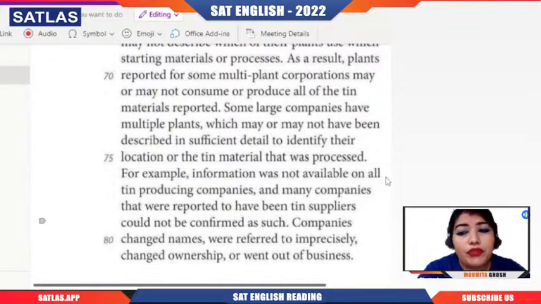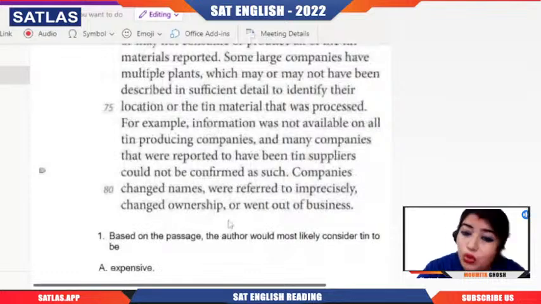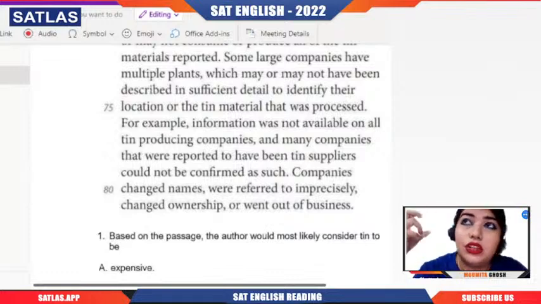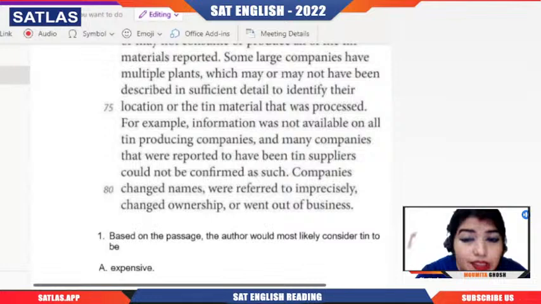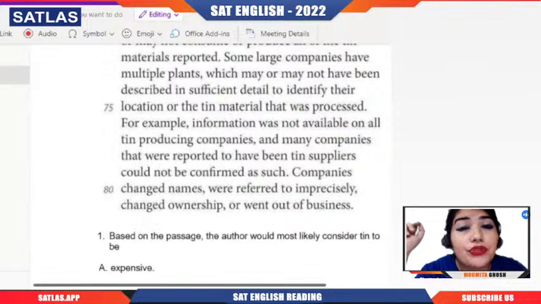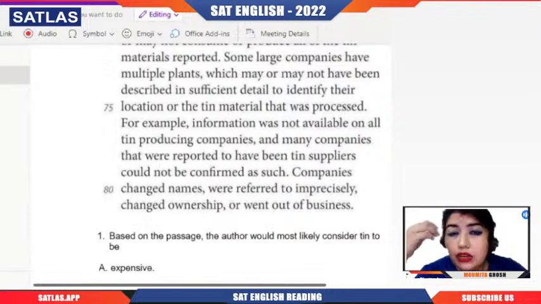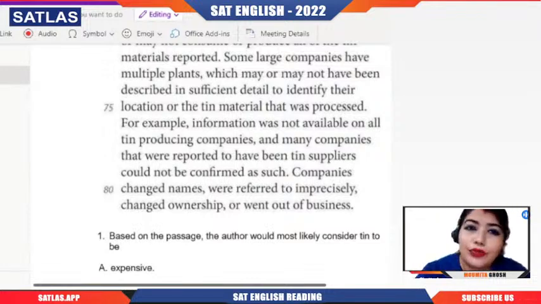For example, information was not available on tin producing companies, and many companies that were reported to have been tin suppliers could not be confirmed as such. Companies changed names, were referred to imprecisely, changed ownership, or went out of business. So we are not getting the actual composition or exact details of what material it is, because the companies are not revealing or not disclosing the facts. Okay, so this is how business goes on. So that was the end of our passage.